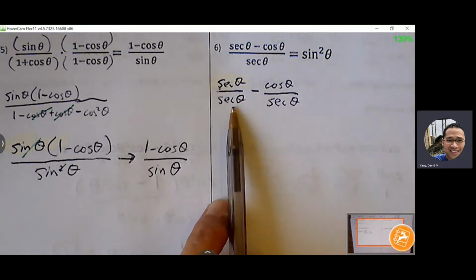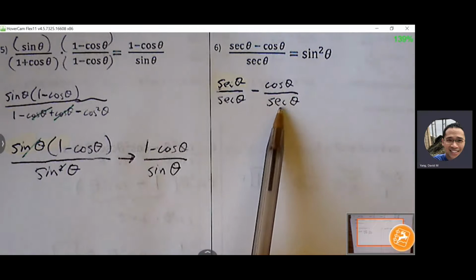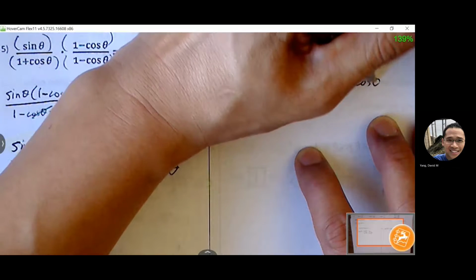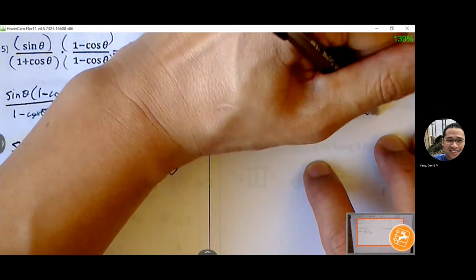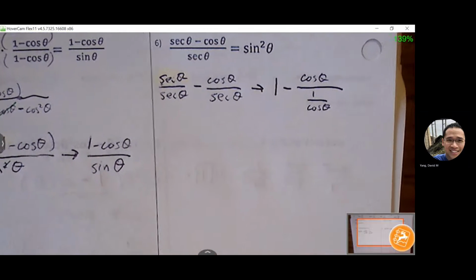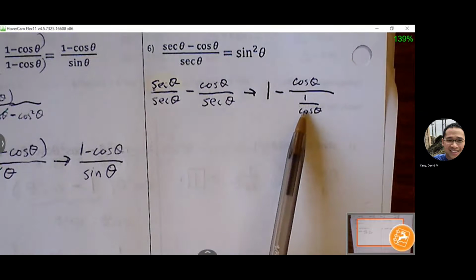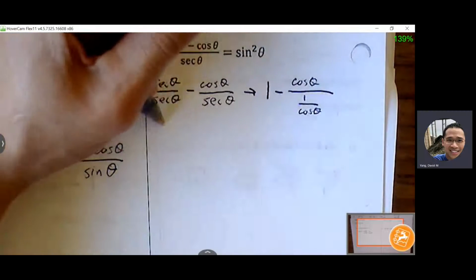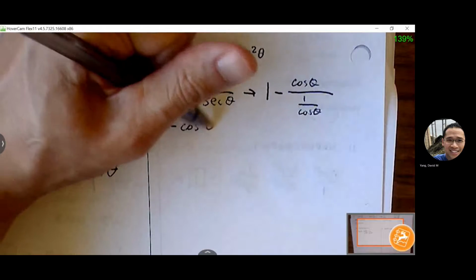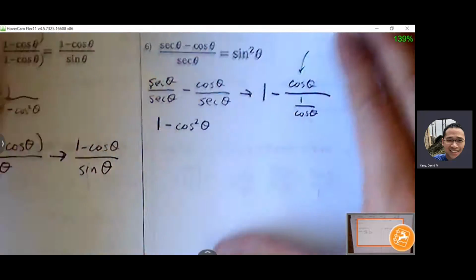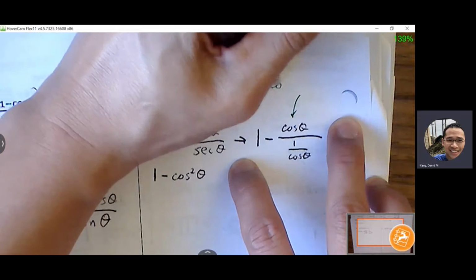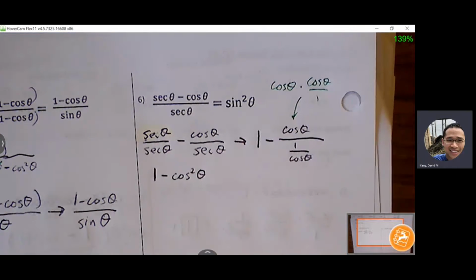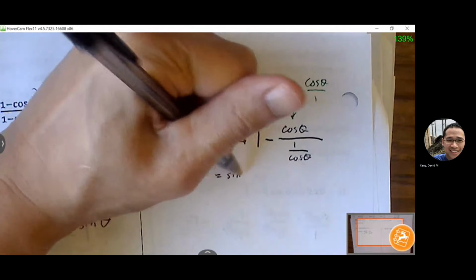Secant over secant just becomes, what can I do with cosine over secant? What does that clean up to be? Yep, we flip that to the numerator, we get cosine squared. So you see, it comes out really quickly to the answer. Does everybody see that? That cosine over 1 over cosine is basically cosine of theta times cosine of theta over 1, which is cosine squared theta. And we know 1 minus cosine squared theta is just cosine squared theta.